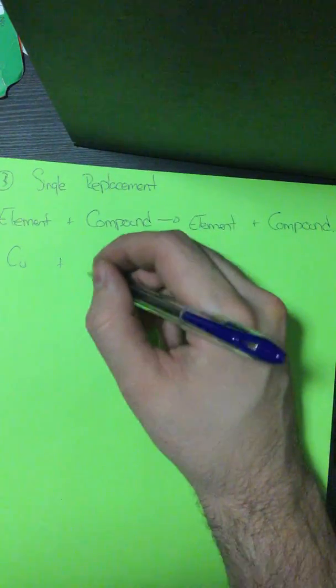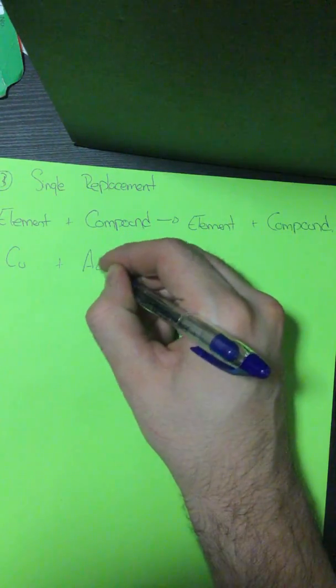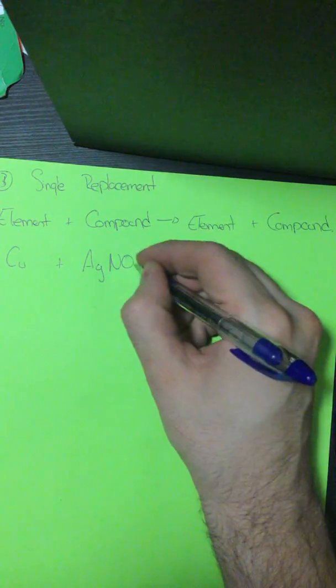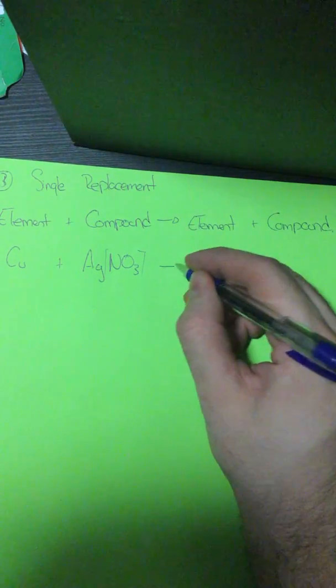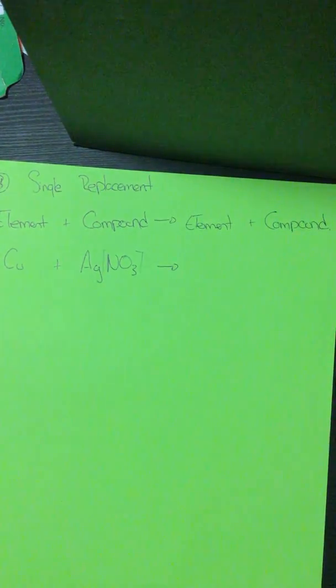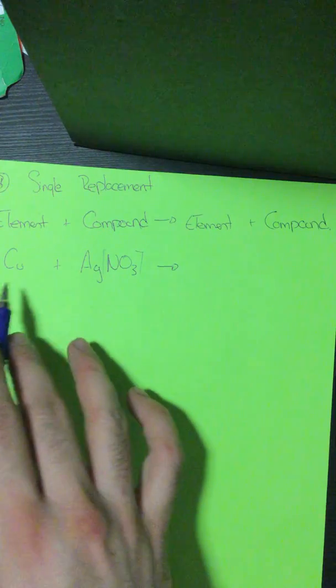So let's consider the idea that we have a, I don't know, let's go with a copper and lead, let's go with silver nitrate solution. Now, remember, nitrate is a polyatomic atom, so we keep it together. We think about it as a separate entity, and we need to get a new element. So one of these is going to have to switch.